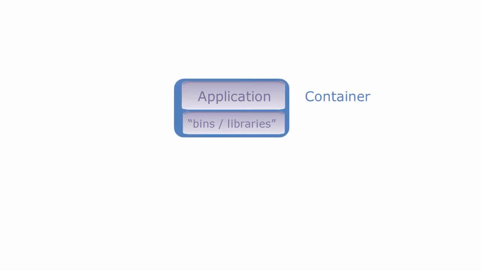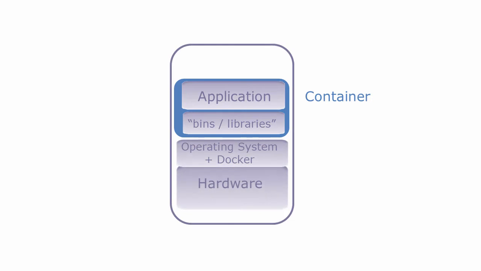Containerization starts with the application. An application does not need an entire dedicated operating system. It can make do with a cut-down set of files called bins and libraries. Together, these can be put into a container. The container needs access to a shared operating system plus the Docker software. The operating system is typically Linux, with Microsoft Windows a more recent option.